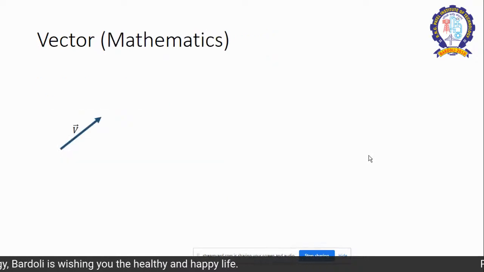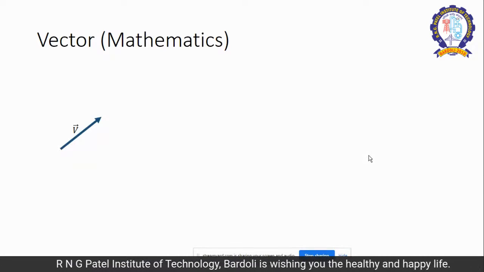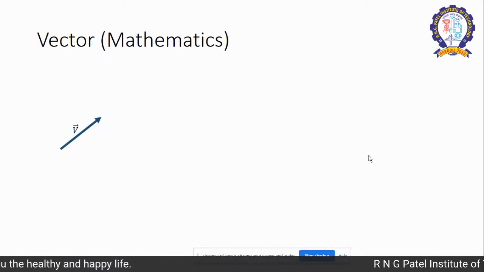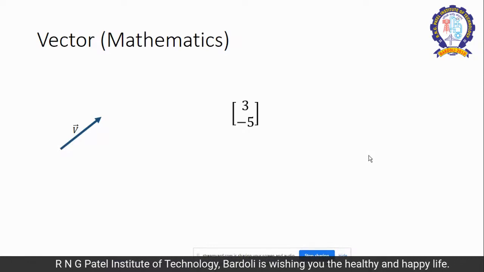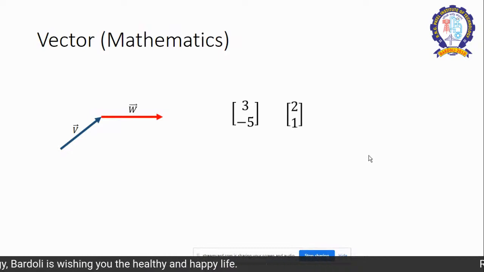Now the third one is the vector in mathematics. It is an arrow pointing somewhere. It has a length, and it can be represented as V bar, which has the characteristics of both physics and computer science. It is 3, minus 5. That is a set of numbers that can give both magnitude and direction. Now we have W, another vector, which might be considered as 2, 1.